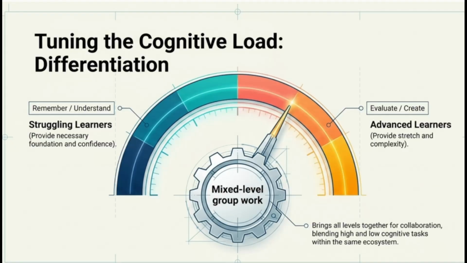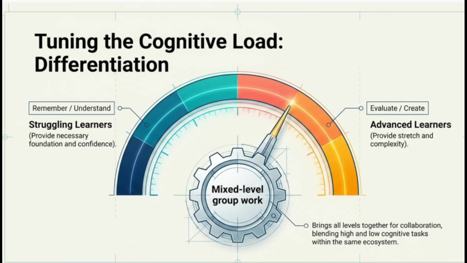Tuning the cognitive load. Differentiation in cognitive load helps cater to both struggling and advanced learners within mixed-level groups. When designing learning experiences, one size rarely fits all. To optimize learning, educators must tune the cognitive load through effective differentiation.